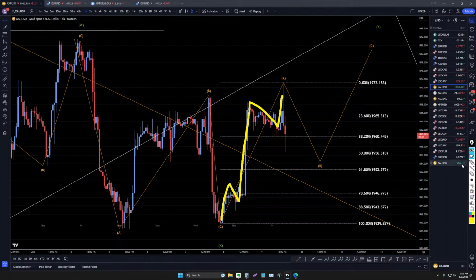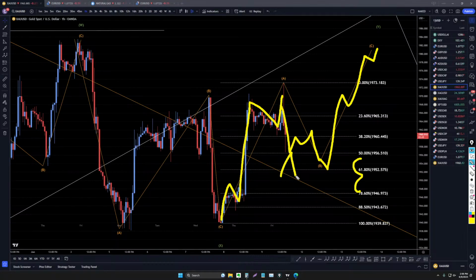Now we're probably in an A, B, C of B. And then we're probably going to go up one more time for a C. So we're probably in a wave B right now. I would expect it to go down to one of these fibs. It probably is an A, it's probably going to make a B, and probably make a wave C.